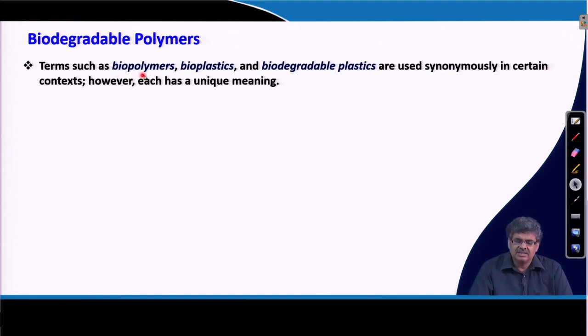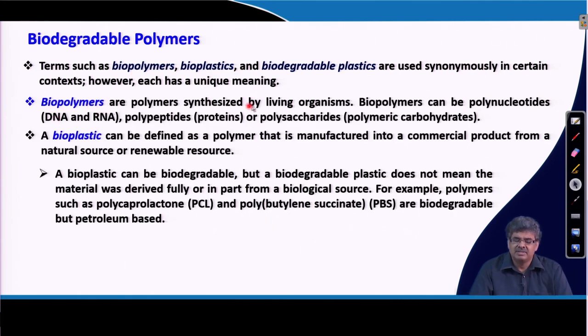Sometimes these terms like biopolymers, bioplastics and biodegradable plastics are used synonymously in certain contexts, but each has a unique meaning. For example, biopolymers are polymers synthesized by living organisms. They can be polynucleotides like DNA and RNA, polypeptides like proteins, or polysaccharides, polymeric carbohydrates. A bioplastic can be defined as a polymer that is manufactured into a commercial product from natural or renewable sources. So, there is a little difference between biopolymers and bioplastics. A bioplastic can be biodegradable, but a biodegradable plastic does not mean the material was derived fully or in part from biological sources. For example, polymers such as polycaprolactone or polybutylene succinate are biodegradable, but they are not sourced from natural sources; they are synthesized from petroleum products.